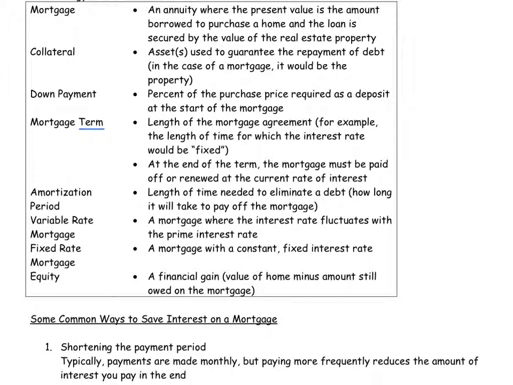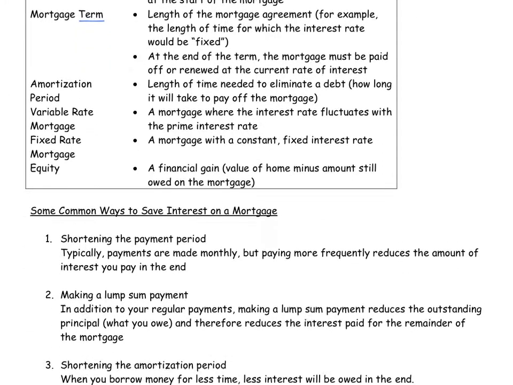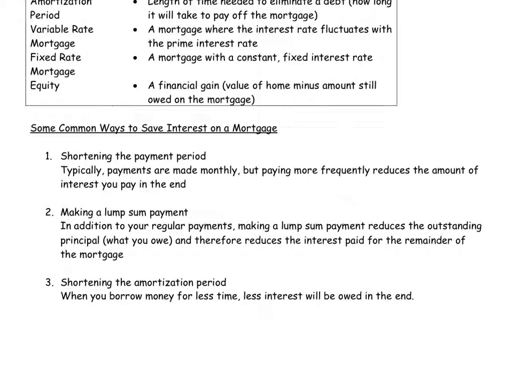Next here in your lesson, you have some common ways to save interest on a mortgage. First one is shortening the payment period. So typically mortgage payments are made monthly, but if you make payments more frequently, say every other week, that will reduce the amount of interest that you pay in the end. Making a lump sum payment. So in addition to your regular payments, making a lump sum payment reduces the outstanding principal, which is what you owe, and therefore reduces the interest paid for the remainder of the mortgage.